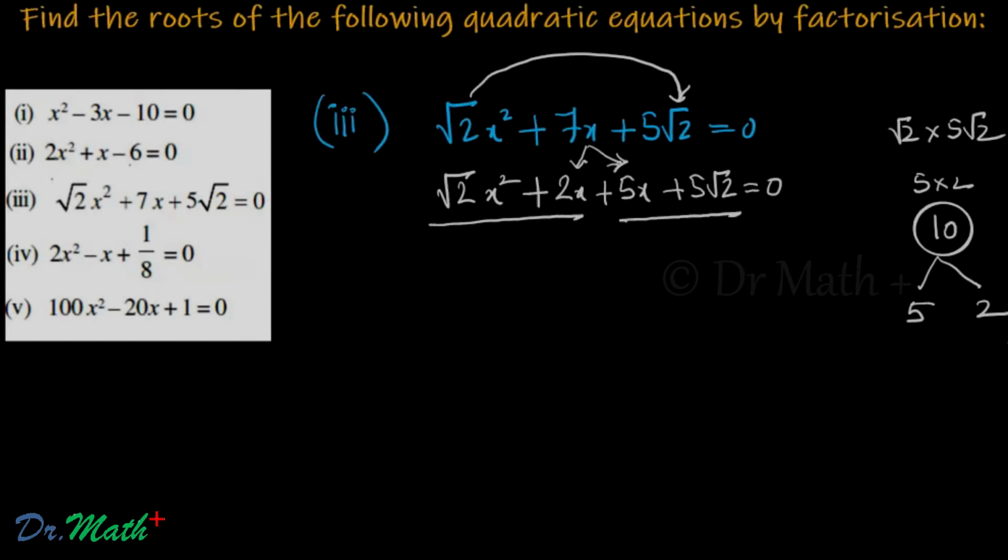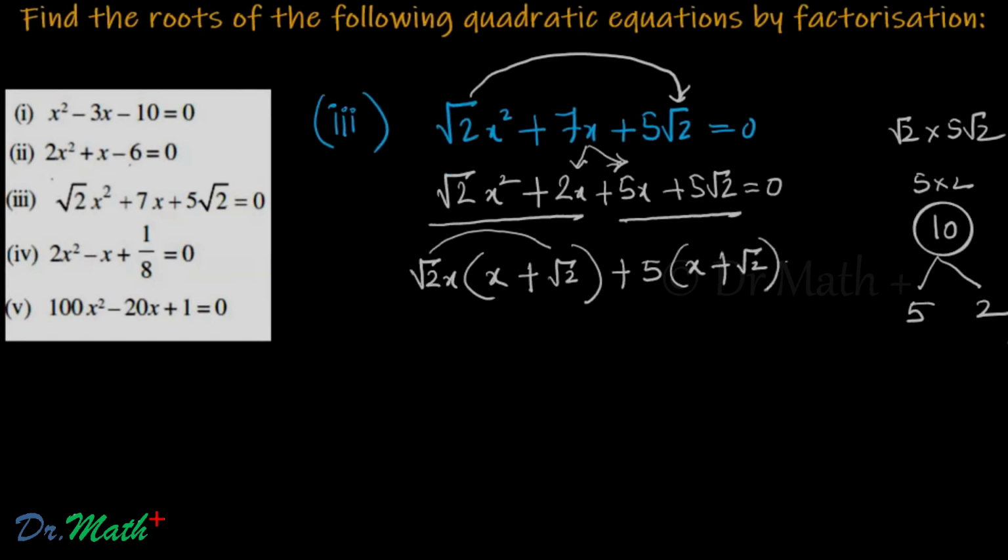From the first 2 terms, if I take root 2x common, I'll have only one x left inside the bracket along with a root 2. And you can very clearly see that root 2 into root 2 will give you 2. Similarly, if I take 5 common, I'll have only x left inside the bracket along with root 2. Let's equate it to 0.